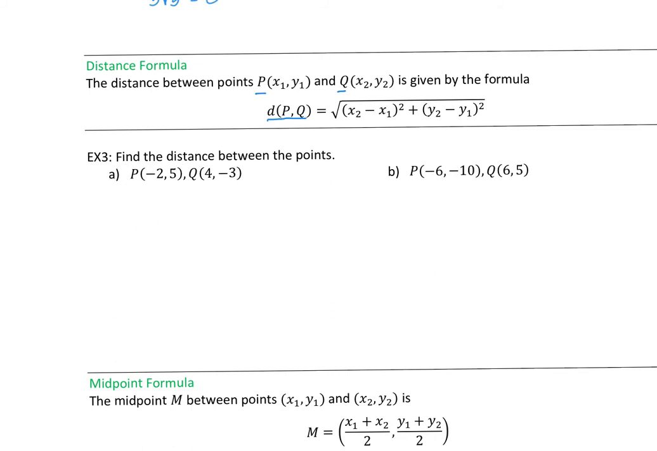So P is going to have an x and a y value that we'll call x sub 1, y sub 1. Q will have x and y values we'll call x sub 2, y sub 2. So the formula is simple. All we have to do is subtract the x's and square them, subtract the y's and square them.